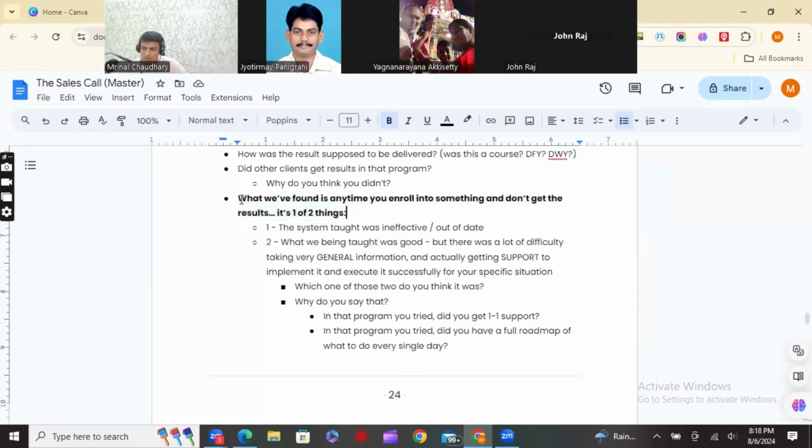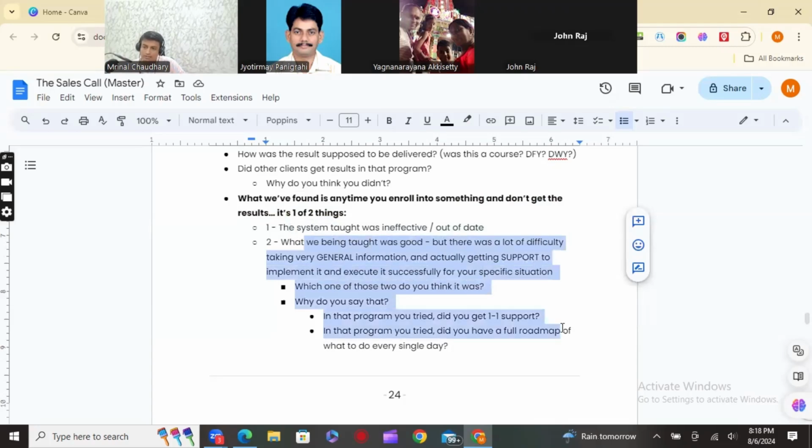So what we have found is that with anything you enroll into, the system taught was ineffective or out of date. If you are not getting results, there can be two things. The course could be out of date, or a second reason could be that what we were taught was good, but there was a lot of difficulty taking general information and actually getting support. So that is the thing lacking. Why do you say that?